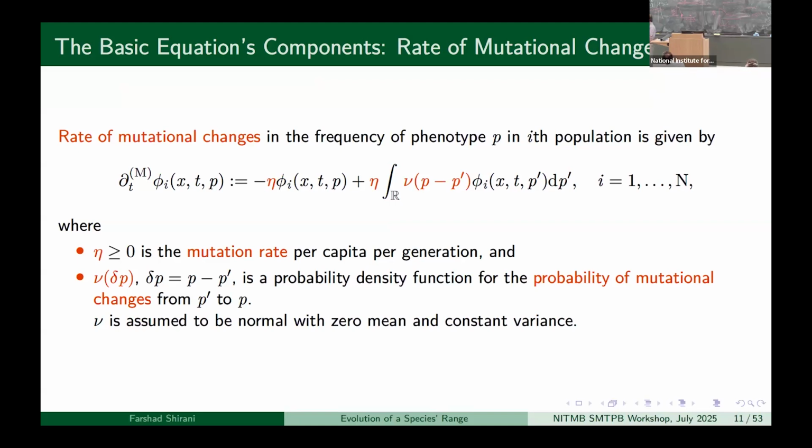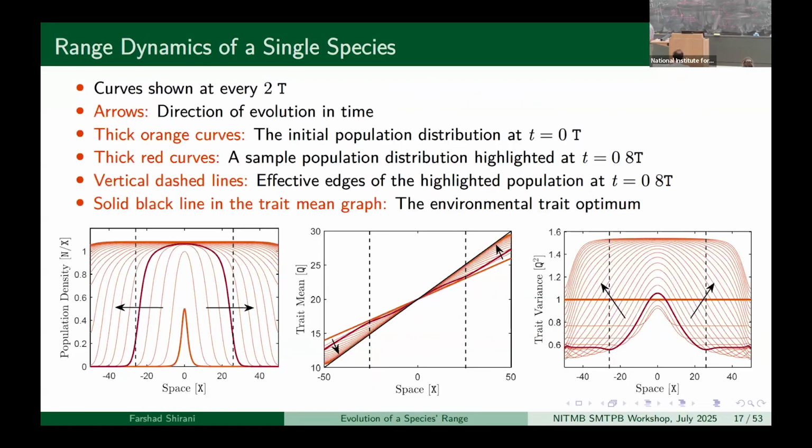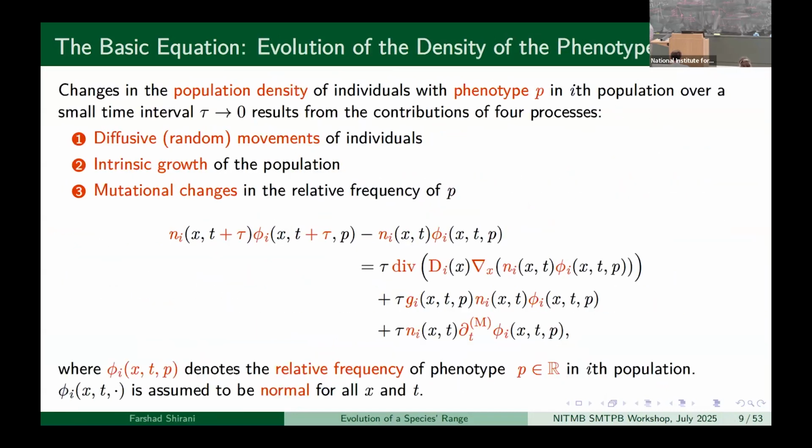Then, if we substitute these ingredients in the... Sorry, where did I go? If you substitute the ingredients in this basic equation, then you integrate to find the first moment and second moment. You use this assumption that phi, the distribution of the phenotypes, is normal for every x and every t. This is a strong assumption. But if we leverage it, it allows for exact moment closure.